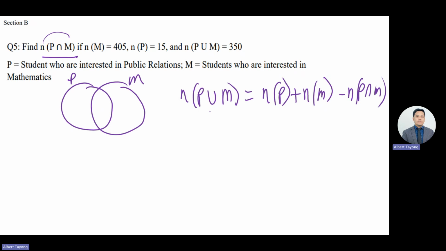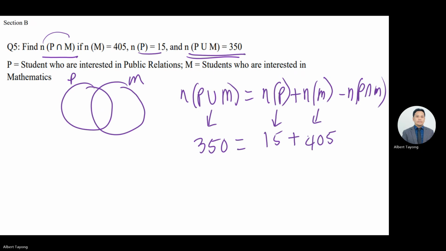Okay, so the number of elements of P union M is 350. Our P is 15, and the number of elements of M is 405. This one is the required. So 350 minus 15 minus 405. Okay, so let's do it.